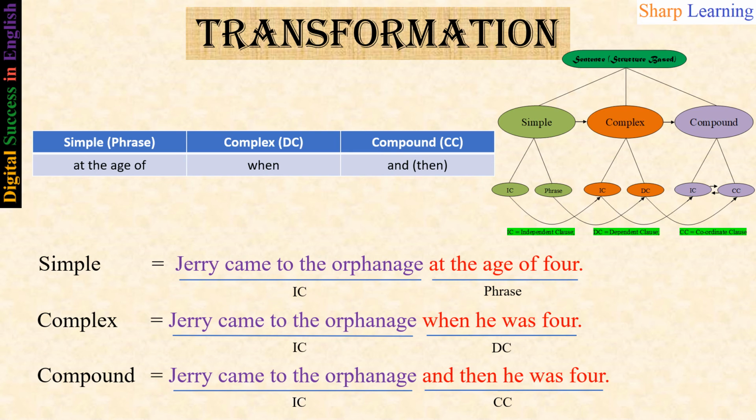See here, and then he was 4. And then, and is the conjunction, then indicates time. Okay, what are the basic changes here? If you see in the simple sentence at the age of, at the time of, at the year of phrase, then in complex sentence you have to use when, while, after, before like this, and in compound sentence you have to use and, then. This then is optional, sometimes it may be used or sometimes it can be omitted, no problem.